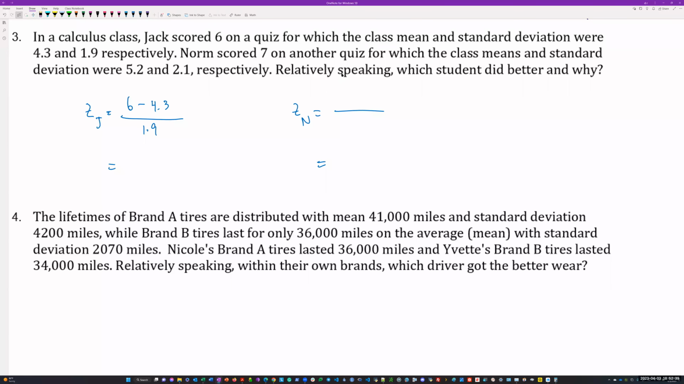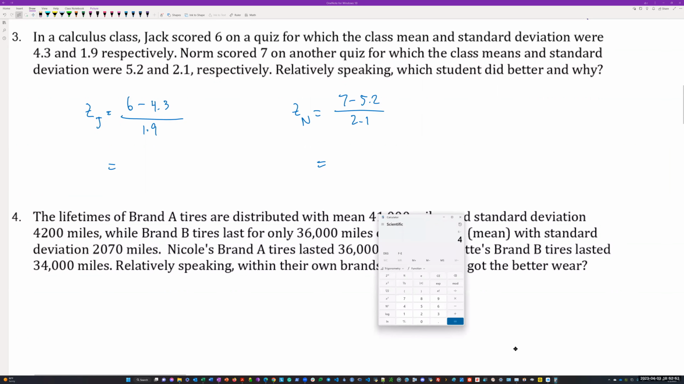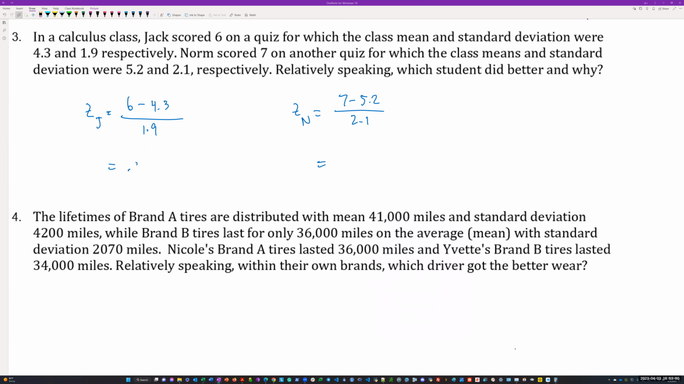What's the other one gonna be? 7 minus 5.2 divided by 2.1. So now we gotta work these things out on our calculator, right? So what we got? 6 minus 4.3 divided by 1.9. So we get 0.8947 approximately. Does that make sense?